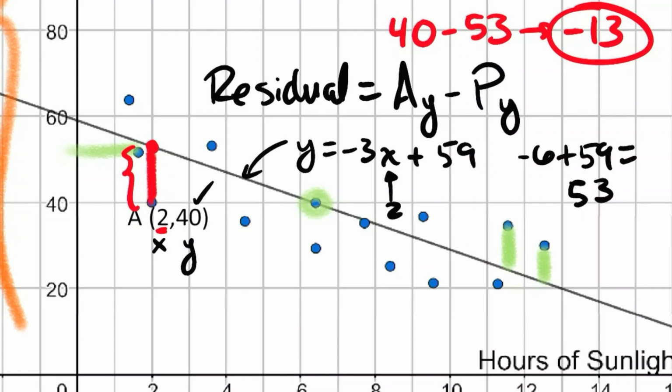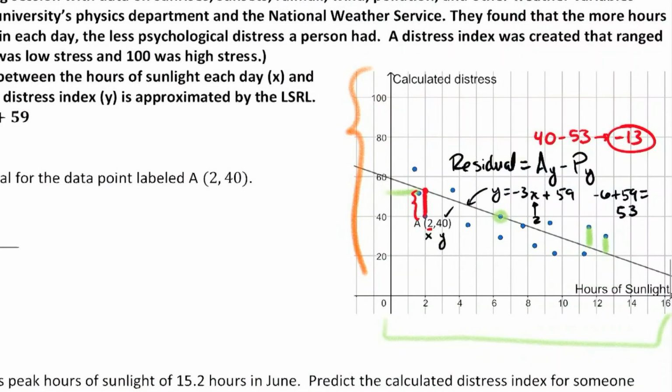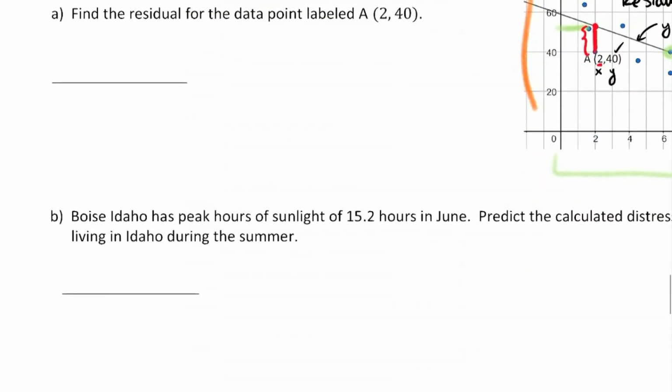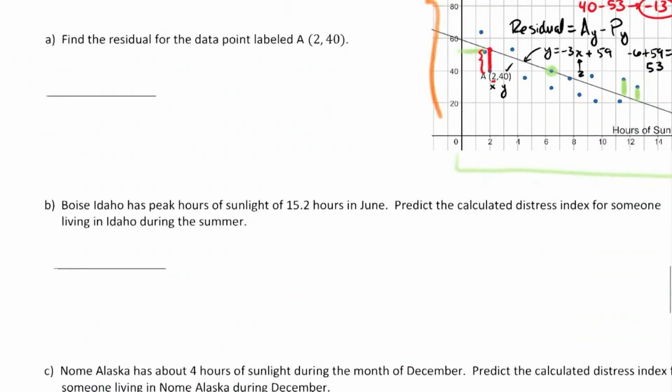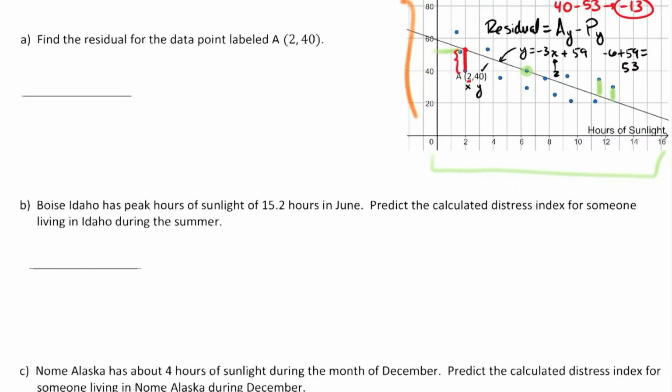Next, part B. It says, Boise, Idaho has peak hours of sunlight of 15.2 hours in June. Okay, so in the month of June, lots of sunlight. Sunlight's great. Sunlight's beautiful. We just did daylight saving, we left standard time. It feels like we've got less sunlight now. Predict the calculated distress index for someone living in Idaho during the summer.